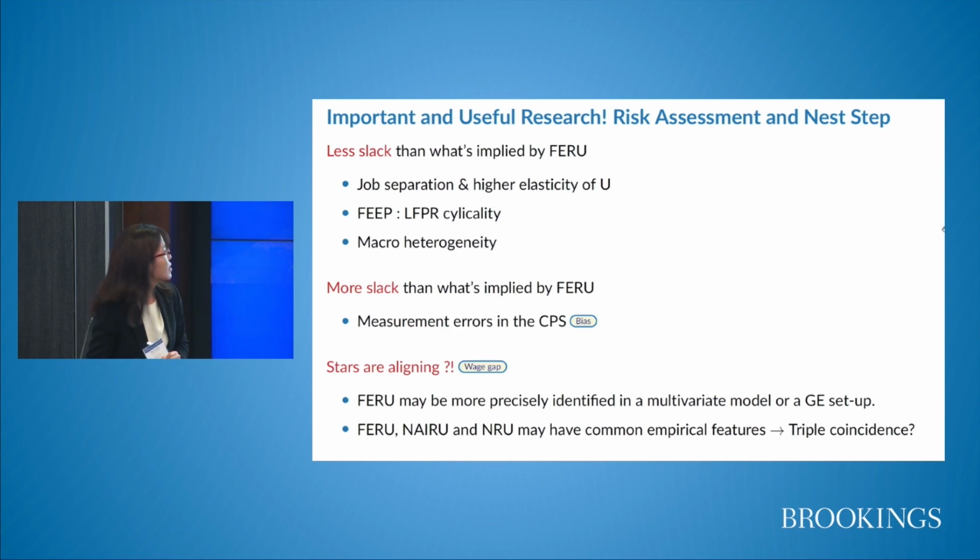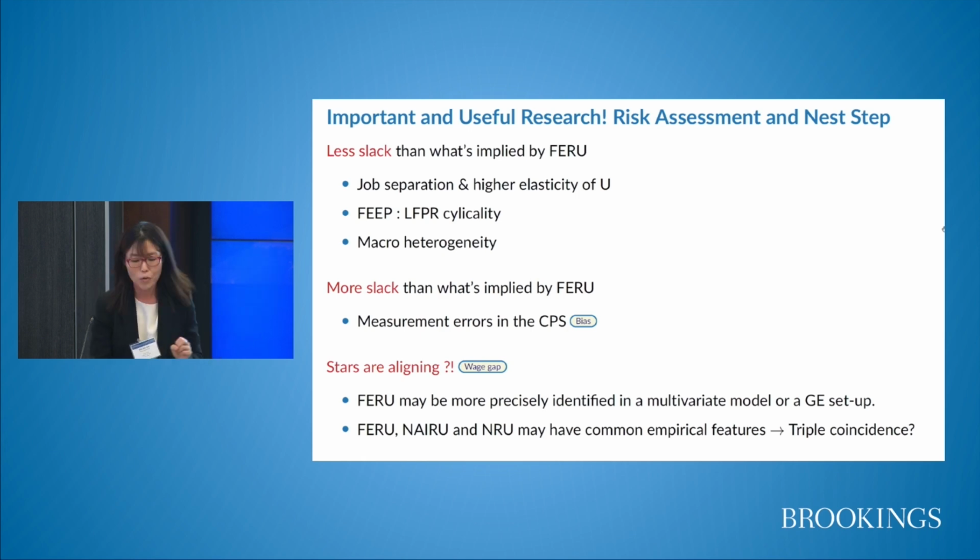Okay, so let me wrap up. In my discussion, I showed that once we consider the job separation margin with higher elasticity of unemployed workers, participation rate cyclicality, and macro heterogeneity, there can be less slack than what the baseline fee rule suggests, or the fee rule can be higher. Here I didn't have time for this, but once we consider the measurement errors in the CPS, the Current Population Survey, there can be more slack. So the data quality matters. So the risks are on both sides, but perhaps more to the side of less slack or higher U-star.